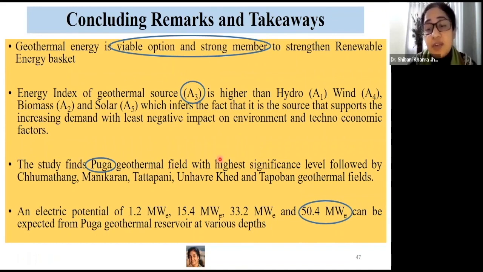And also in terms of the numerics, if we look into the electric potential, which was quite promising, as you can see at reservoir 4, which is at nearly about 1,800 meter depth, this 50.4 megawatt electric can be expected from Puga geothermal reservoir at one particular depth. However, there is a possibility to have exploration from different depths, so that will again be cumulative. So this is the minimum expected potential which can be expected from this field. With some of these takeaways, let me conclude my talk today here itself.